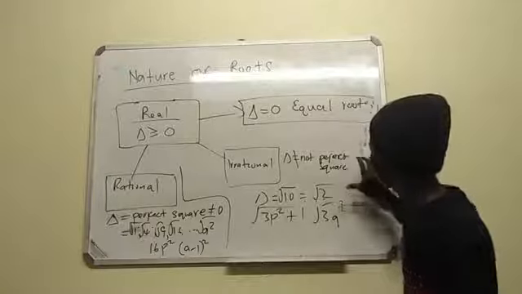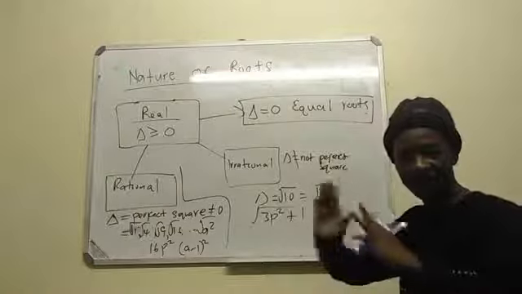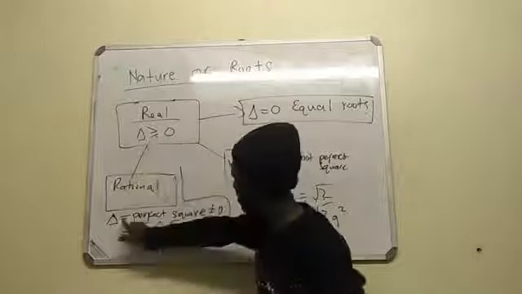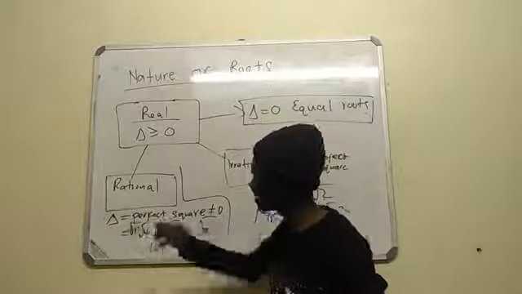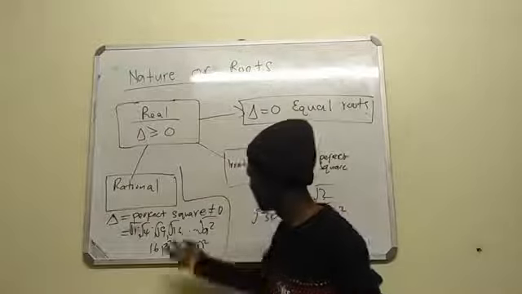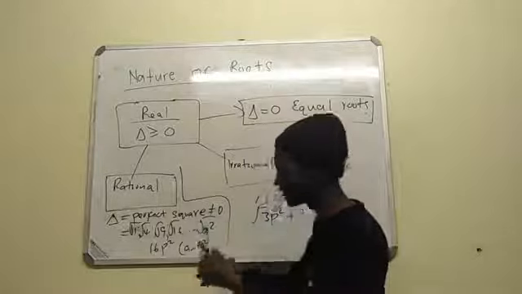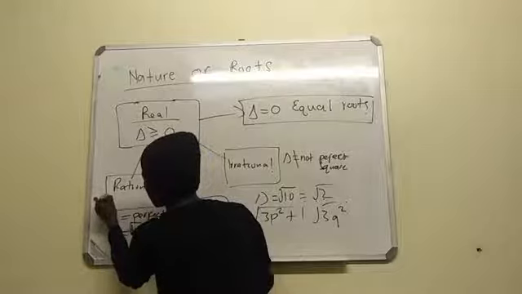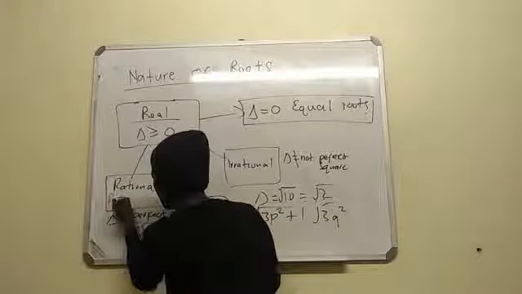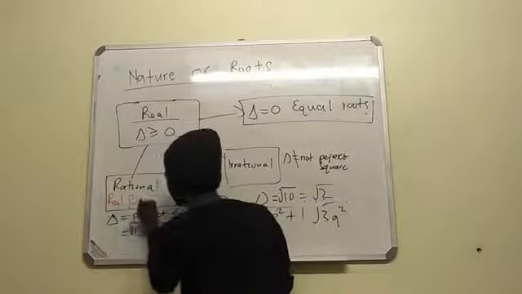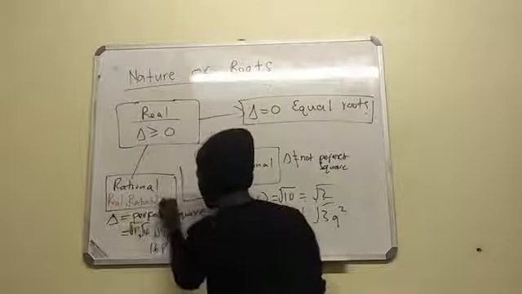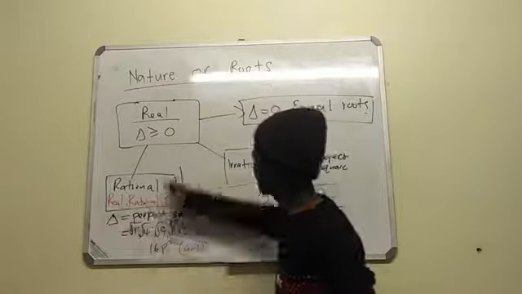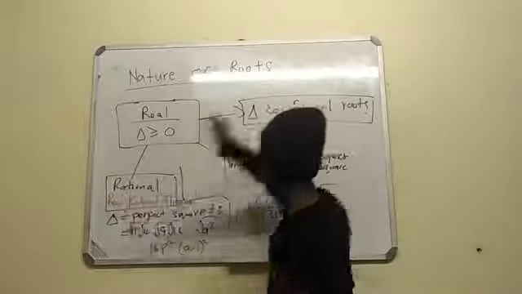So for this one, let me refresh with you a little bit. If we find that our delta is greater than 0, and that delta that we find is a perfect square, it means the roots of these things are real, rational, and unequal. So here, it means the roots are real, rational, and they are unequal.